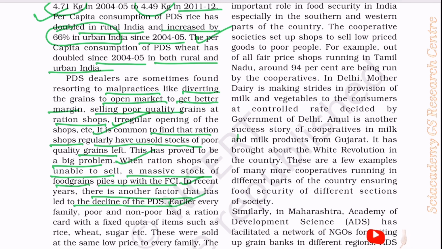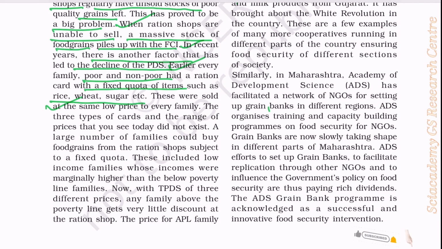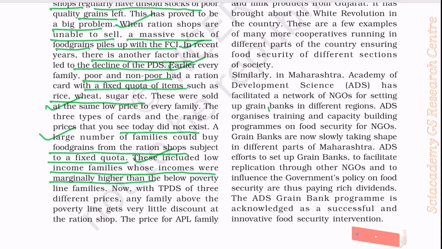Earlier, every family, poor and non-poor, had a ration card with a fixed quota of items such as rice, wheat, sugar, etc. These were sold at the same low price to every family. The three types of cards and the range of prices that you see today did not exist. A large number of families could buy food grains from the ration shops subject to a fixed quota. These included low income families whose incomes were marginally higher than the below poverty line families.